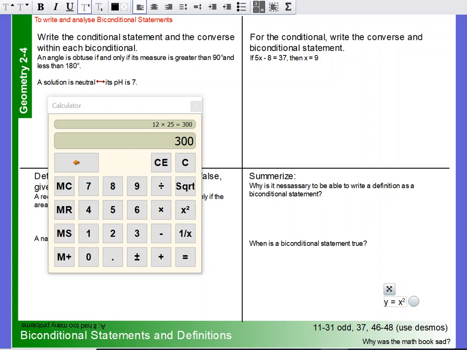And finally, the answer to the joke. Why was the math book sad? Well, it had too many problems.